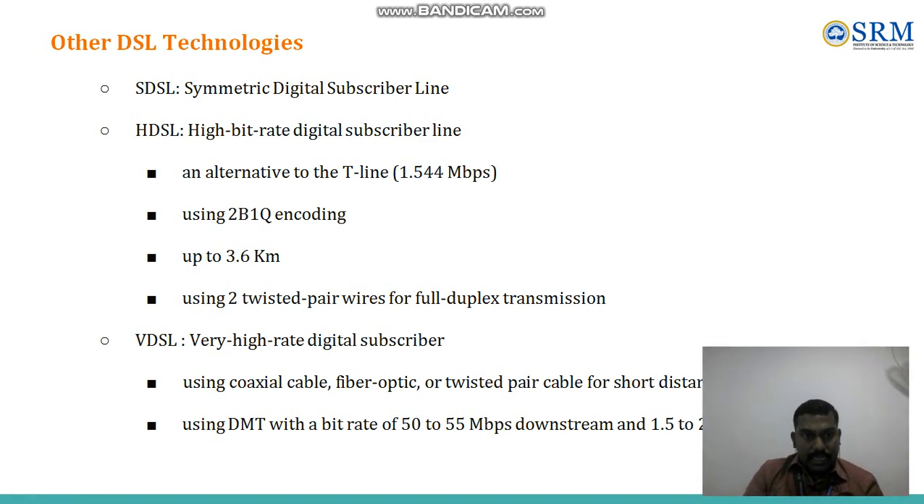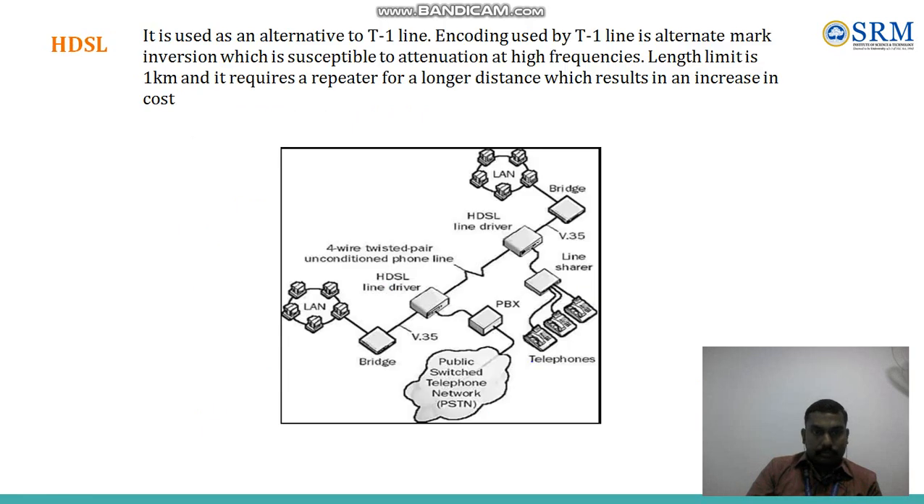Okay, then HDSL uses twisted pair, and ADSL uses copper wire, and the next one is VDSL, very high data rate digital subscriber line, using coaxial cable, copper cable, fiber optic or twisted pair cable for short distance. So VDSL technology is used for 300 to 1800 meters short distance, and all types of cable can be used. Very high rate digital subscriber line uses DMT with a bit rate of 50 to 55 Mbps downstream and 1.2 to 2.5 Mbps upstream. That is the speed of VDSL.